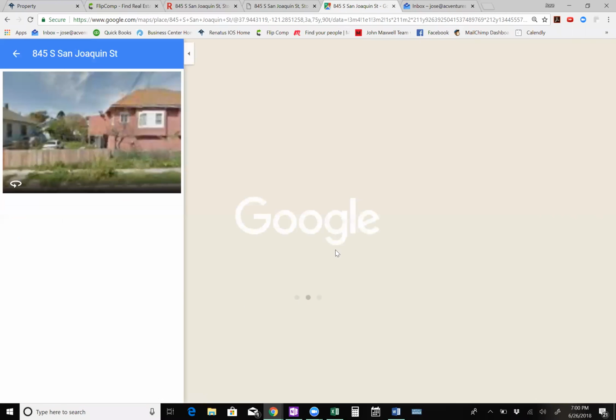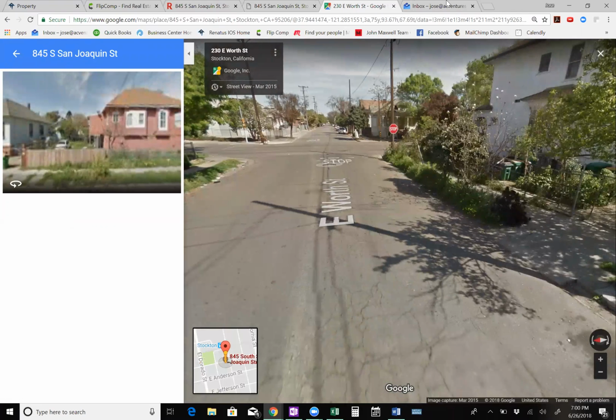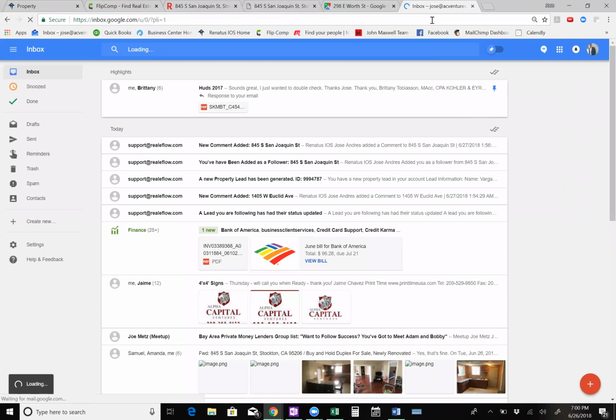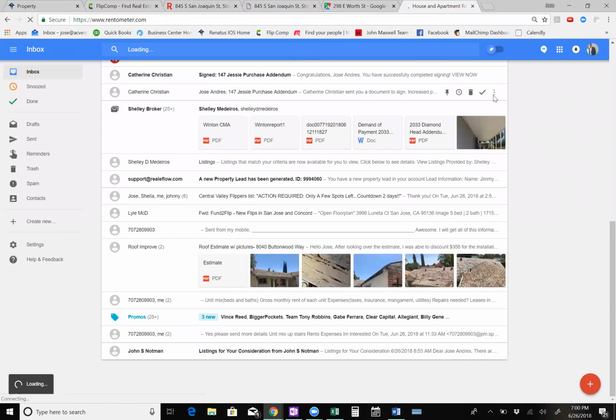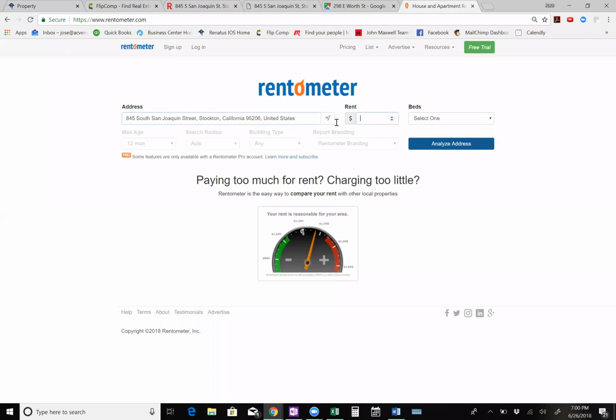So it's not the most desirable area, right? South San Joaquin. Now, when it comes to rentals, I also look at rentalmeter.com. What this is going to show you is the comparables as far as rent goes. So we want to verify. We trust what they say, but we always verify. So Stockton, she says she's getting $900 of rent for a 2-bedroom.